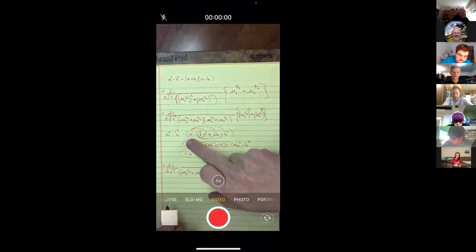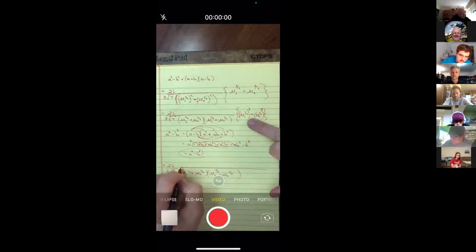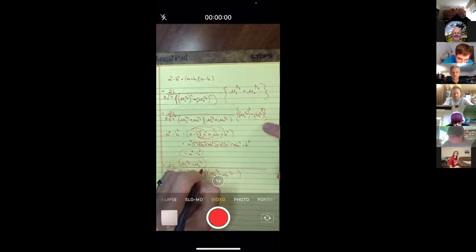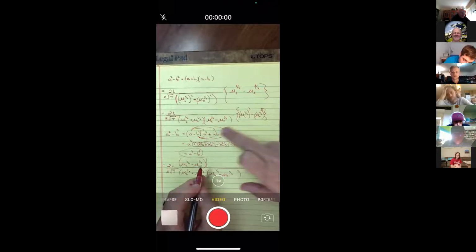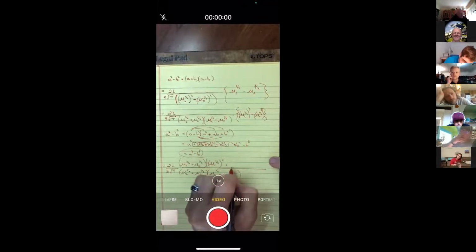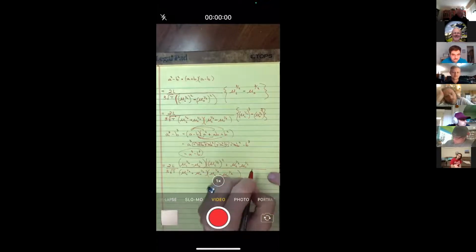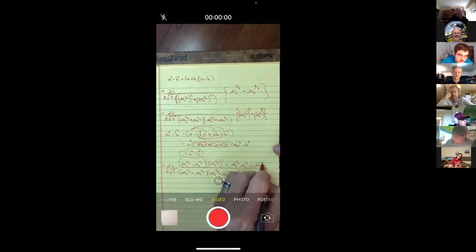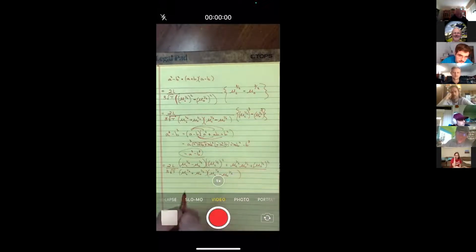So the A and the B, so this would be mu L to the 1/2 minus mu naught to the 1/2. So that's the A minus B. Then I would have the A squared. So this would be mu L to the 1/2 squared. And then the AB would be the mu L to the 1/2 and mu naught to the 1/2. And then the B squared would be the mu naught to the 1/2 squared.